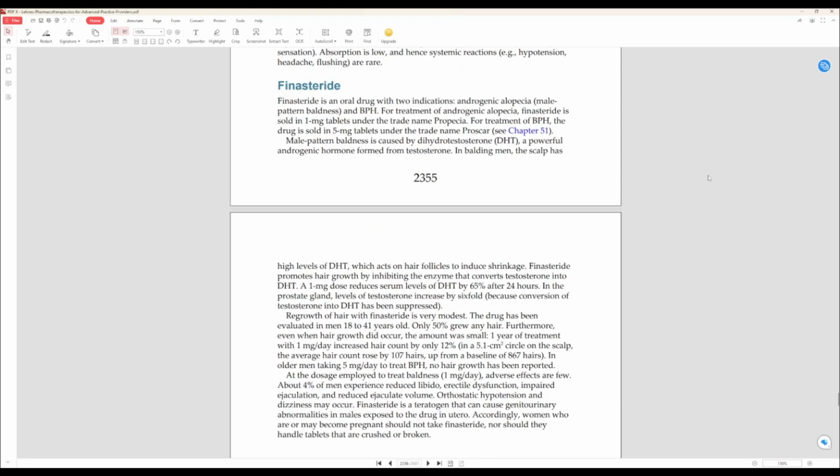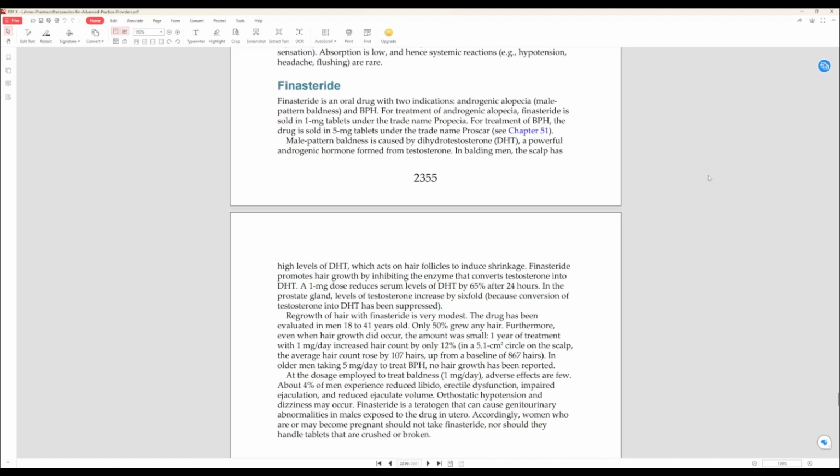Finasteride. Finasteride is an oral drug with 2 indications: androgenetic alopecia and BPH. For the treatment of androgenetic alopecia, finasteride is sold as a 1 mg tablet under the trade name of Propecia. For the treatment of BPH, the drug is sold as a 5 mg tablet under the trade name of Proscar, which was discussed in Chapter 51.